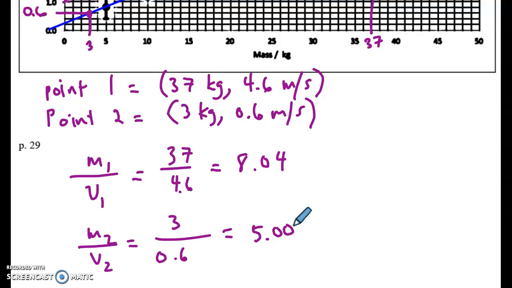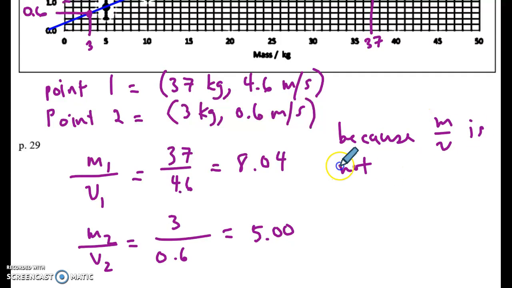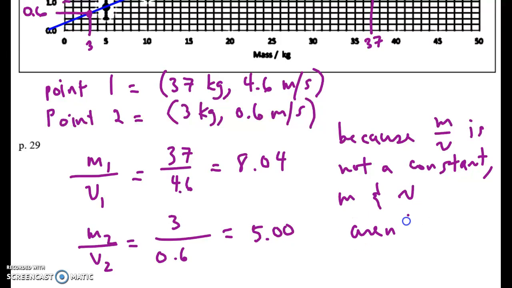How do I get my final conclusion out? I say, because m over v is not a constant value, m and v are not directly proportional.